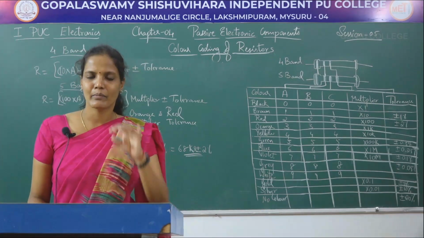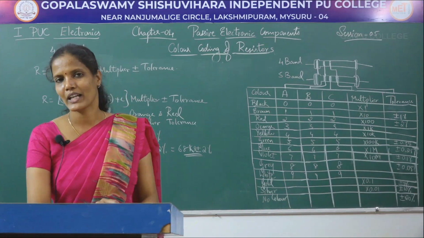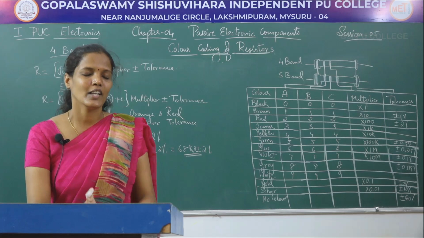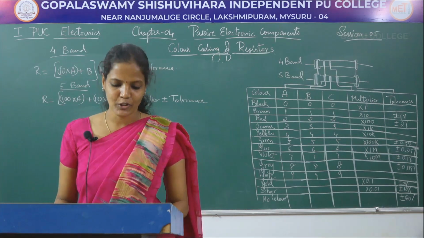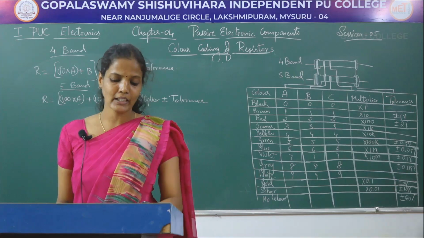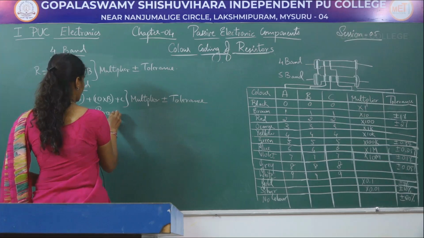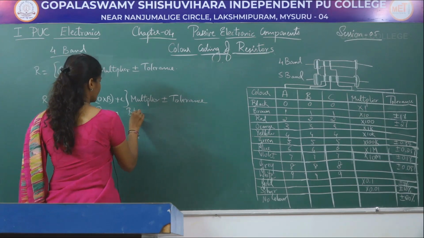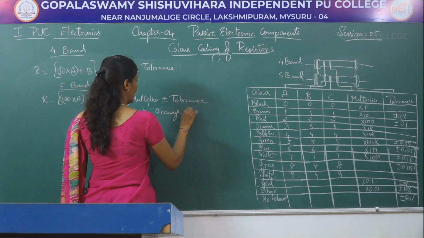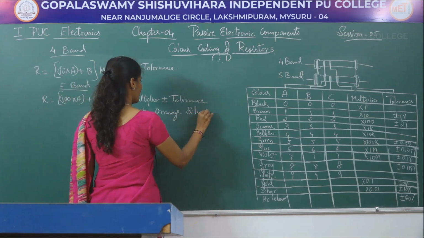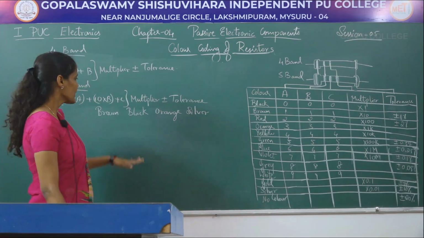So problems are very simple. You can easily identify the resistance value of the given resistor with the help of the color code table. Now let us solve one more problem on this. Another resistor is having a color code of brown, black, orange and silver. So we have to find out the resistance value of the resistor which is having this color.